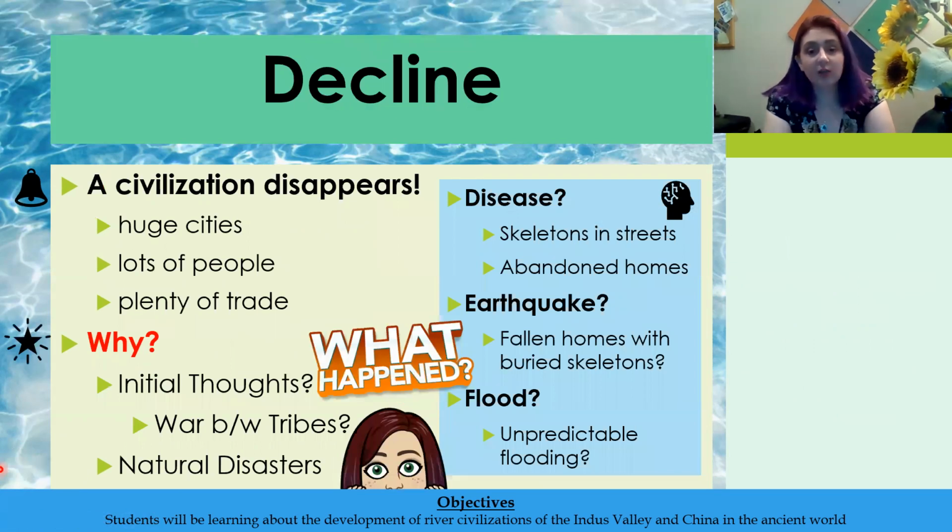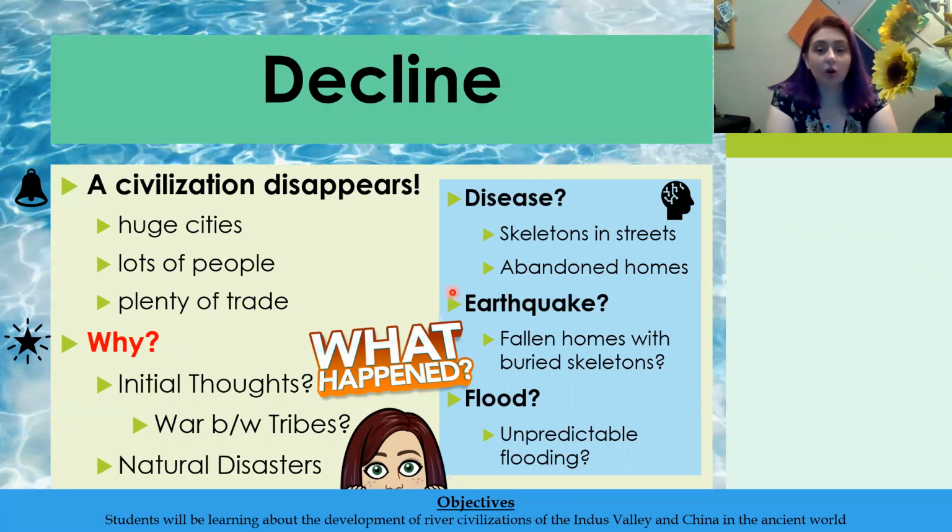However, just like most civilizations, it fell into decline, but it practically disappeared overnight, and we don't really know why. So remember, they had huge cities, lots of people, and plenty of trade, but overnight, it kind of vanished. Initial thoughts were that it was a war between tribes or a natural disaster. One thought was that it was a disease. There were skeletons in the streets and abandoned homes. So many thought there was a plague that affected them and people abandoned the cities.